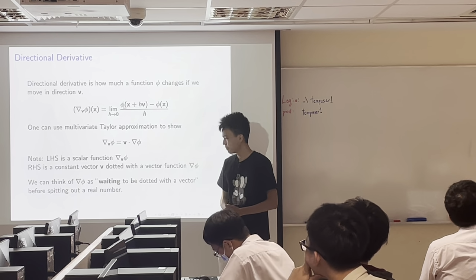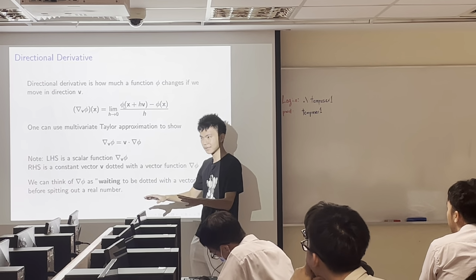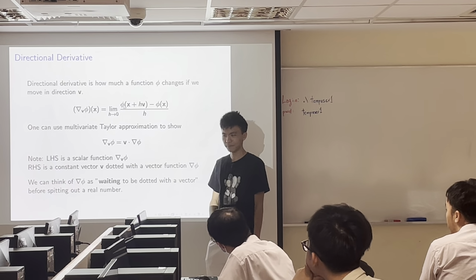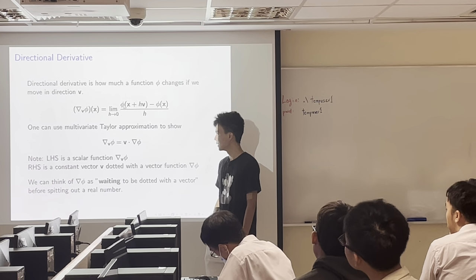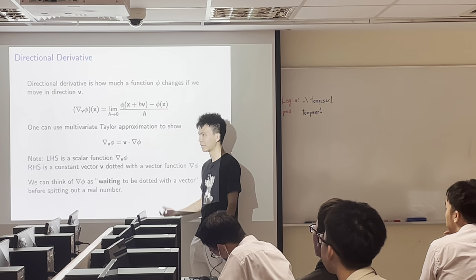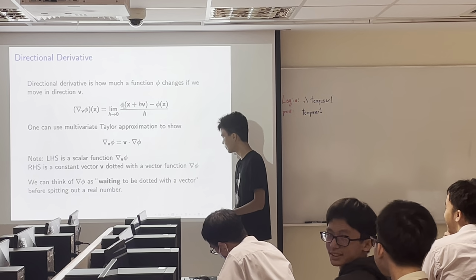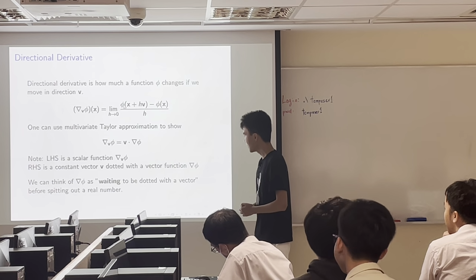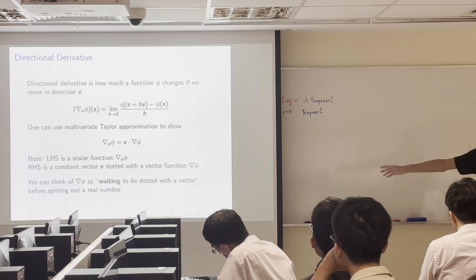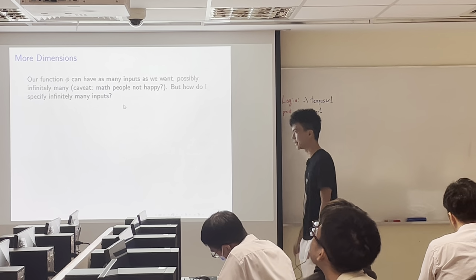It might be quite new, but essentially I can think of grad phi as leaving this v blank, and it's waiting for a vector, and it outputs a scalar function. So if you are familiar with mathematical terminology, this would be phrased mathematically as a statement about the isomorphism between the vector space and its dual. Okay, but it's okay if you didn't catch that. Okay, so grad phi is waiting for a vector before it outputs a scalar field, before it outputs a real number. Okay, so with that, we are ready to move on to more dimensions.